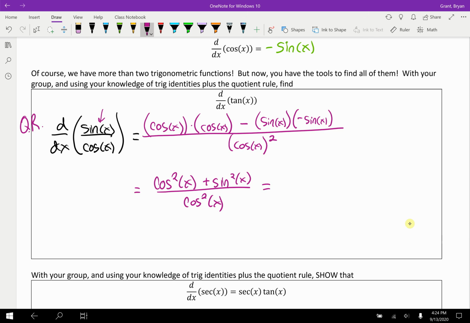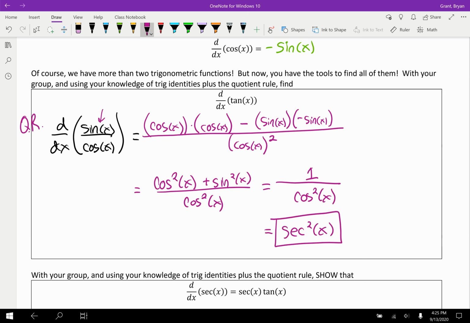You might remember one other trig identity. Again, you don't need to have it memorized, but you might remember that sine squared plus cosine squared is known as our Pythagorean identity, and with trig functions that always equals 1. So we end up with 1 divided by cosine squared of x, which is looking great, but we can simplify even further, because this means the reciprocal of cosine, and the reciprocal of cosine, you might remember, is secant squared.